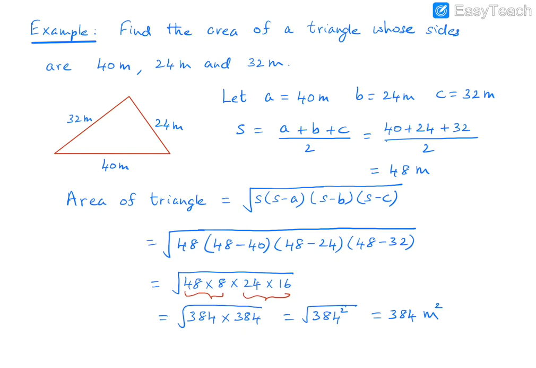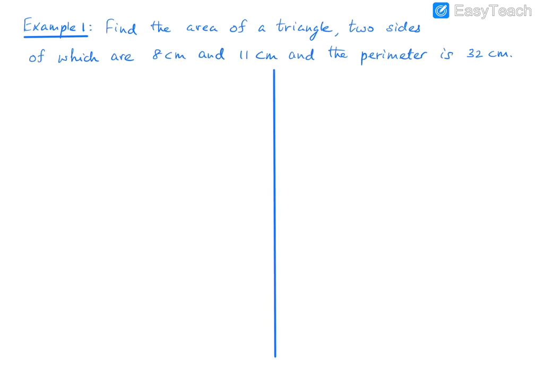Okay, so let's do one more example here. In this example, we are given two sides of the triangle as being 8 centimeters and 11 centimeters. We are also given the perimeter of the triangle as 32 centimeters, and we are asked to find what is the area of the triangle. So we know already that the perimeter is the sum of the three sides.